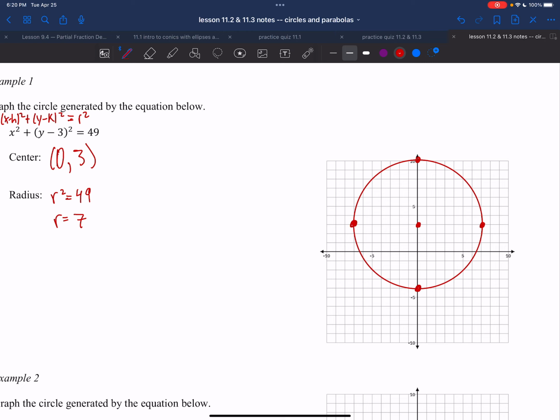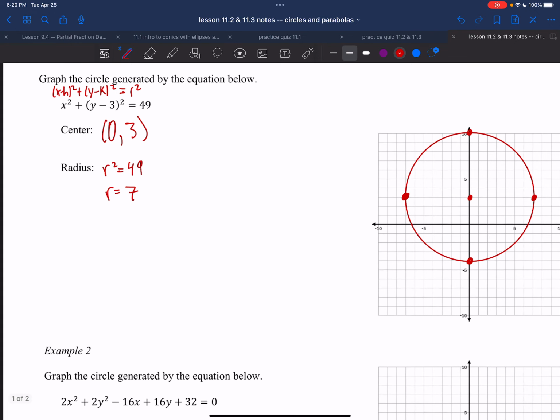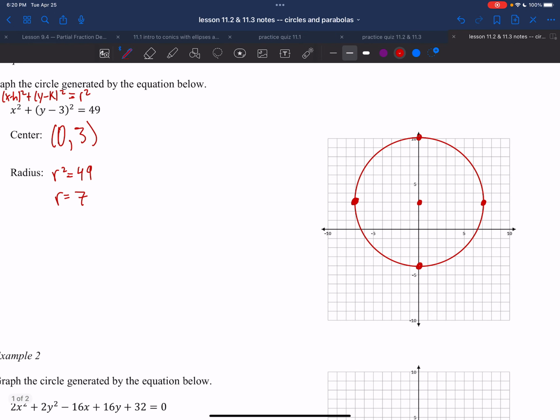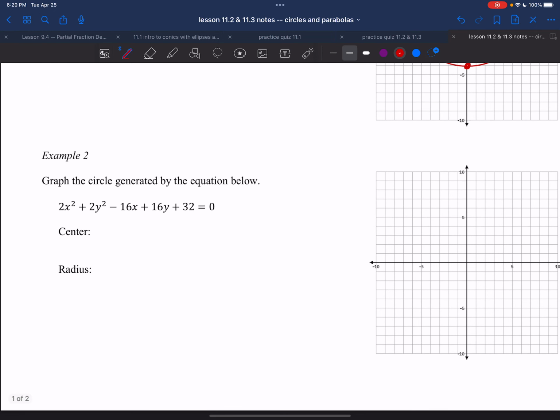I just wanted my iPad to do like a beautiful circle. Look at that. That's awesome. Oh my gosh. Okay. So yeah, that's my circle. Done. Okay, let's move to the next one.